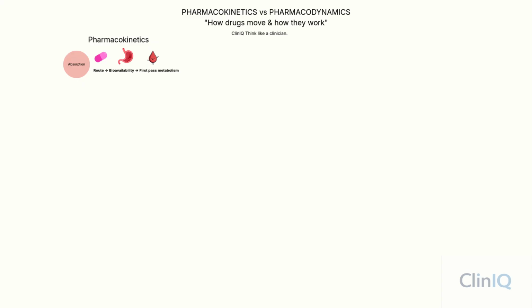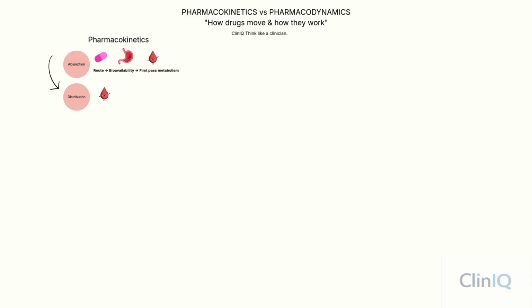What if the patient has an ileus, for example? And then first pass metabolism. Oral medications travel via the portal circulation to the liver, where a significant portion may be metabolized before reaching the rest of the body. This is why some drugs require bigger oral doses or are just not given orally at all.